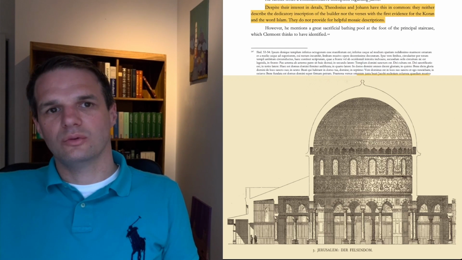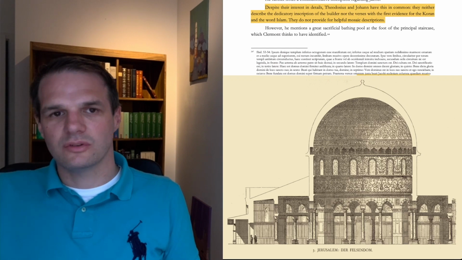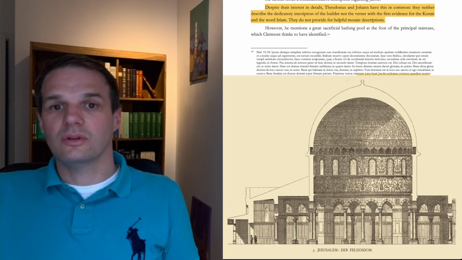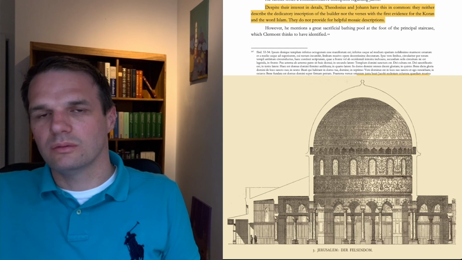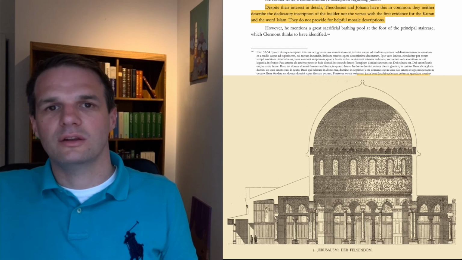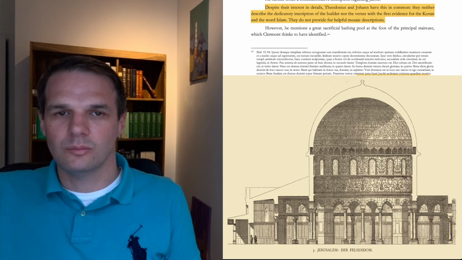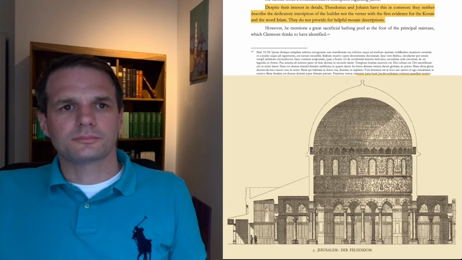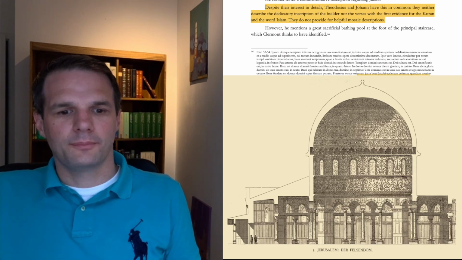Pilgrims coming to the Holy Land wouldn't be able to read the inscriptions. So of course they wouldn't be able to describe them. They wouldn't even know that there's an inscription. They wouldn't recognize it as such. They would just see mosaics. But there's one more thing.